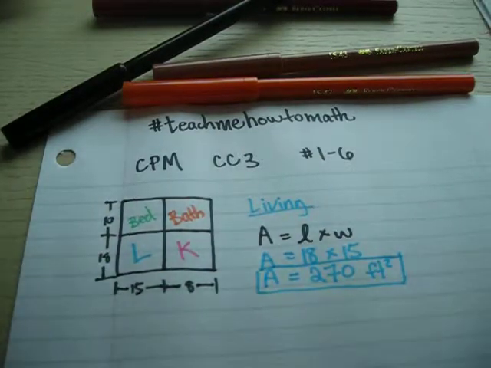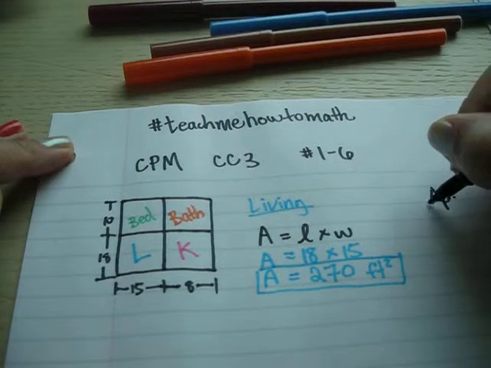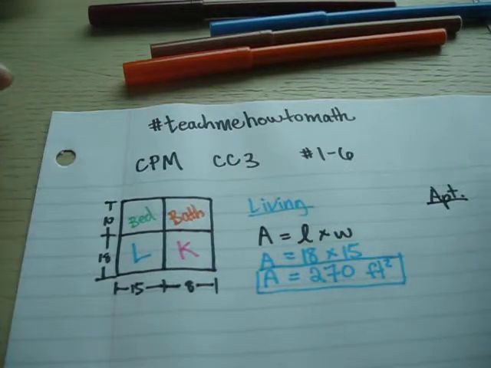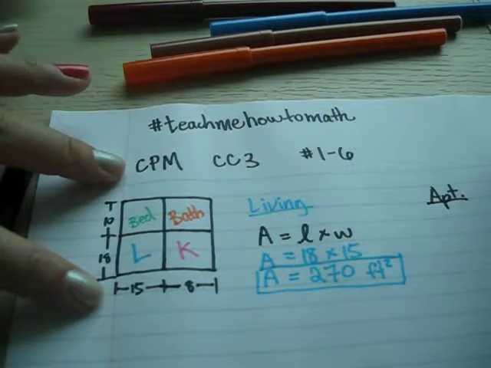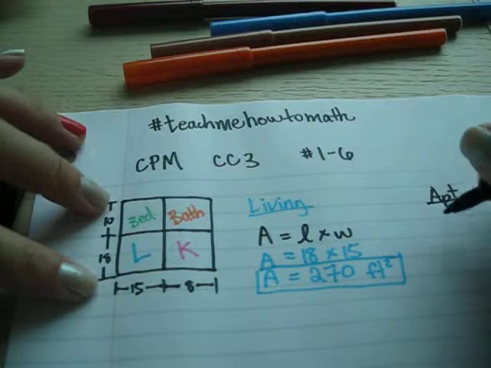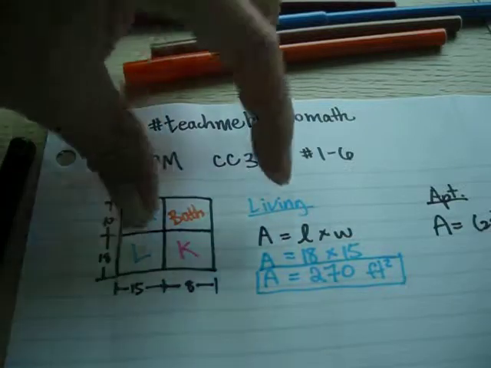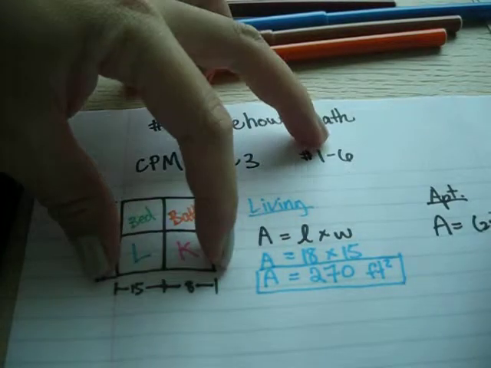Area of the entire apartment. Alright. So, looking at the entire thing. Well, this left-hand side has a length of 10 for the bedroom, 18 for the living room. Total is going to be 28. So 28 is going to be the length of the entire apartment. And down here is going to be 23.